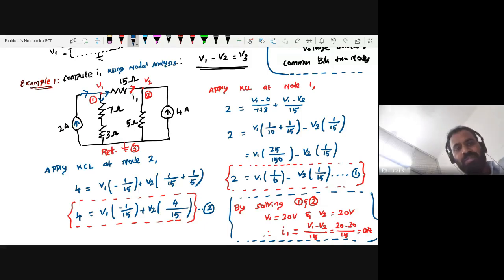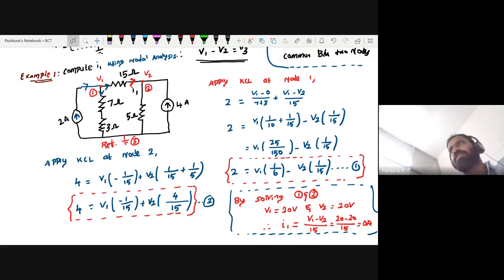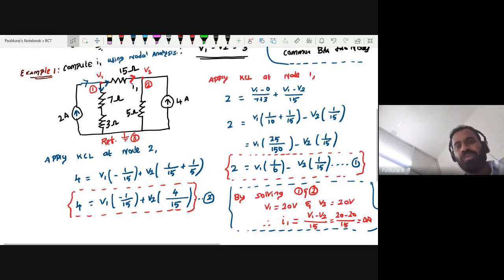Okay, so now take example 2. In example 2, I just want to develop the very first step. Model equation alone, then manipulation and all you will do by yourself. So now take example 2.